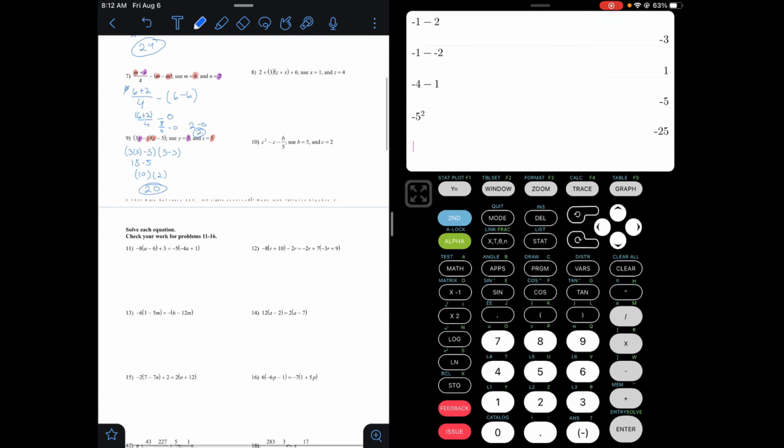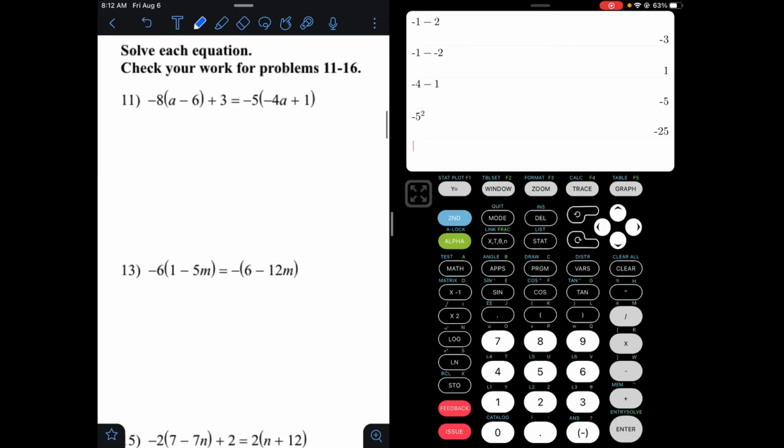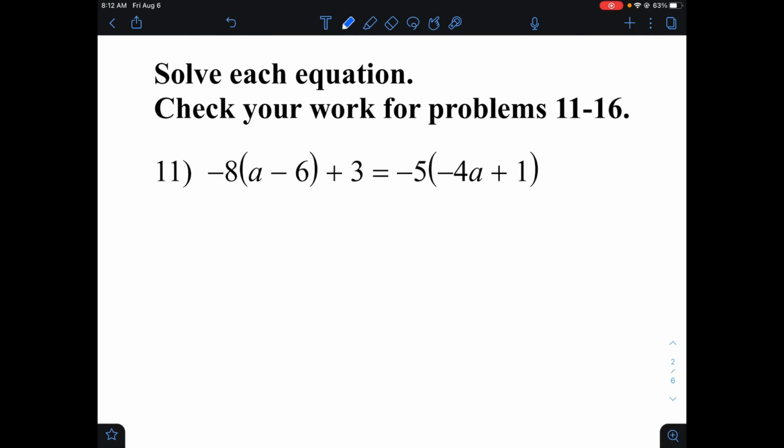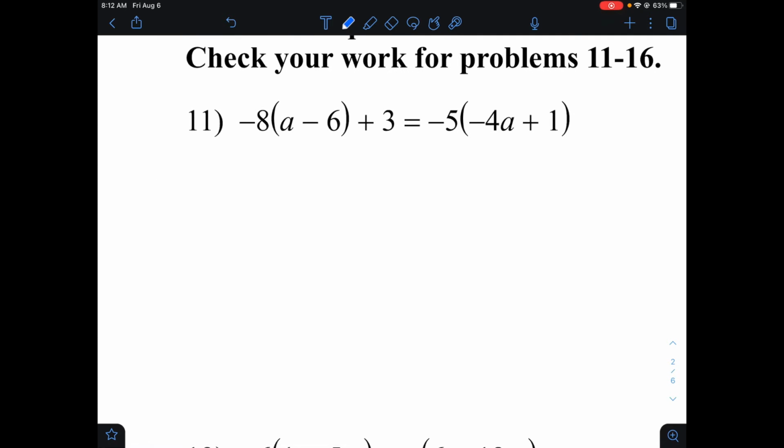All right, very nice. So now we're going to go ahead and move on to the equation solving. So we've already kind of worked on solving some equations. Now these ones are a little bit more complicated. There's going to be variables on both sides. There's going to be some combining like terms. So we'll work through these together.